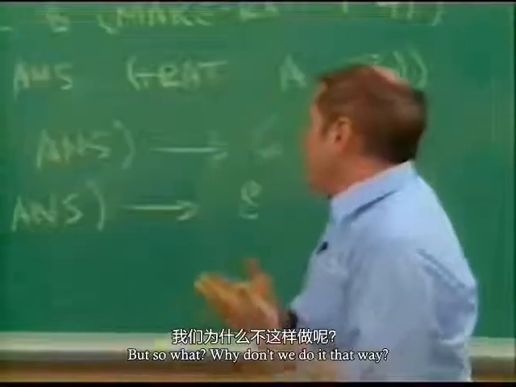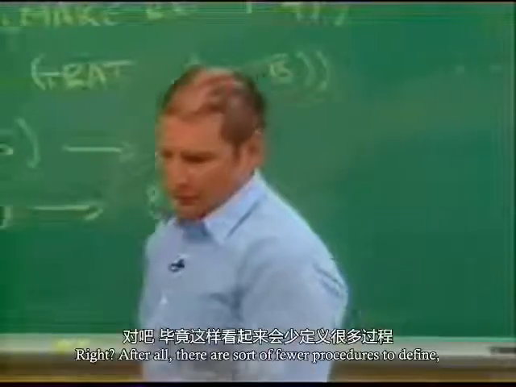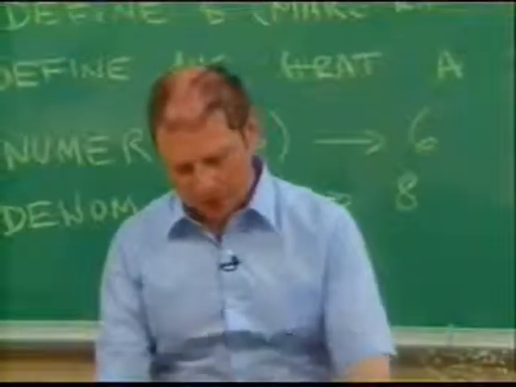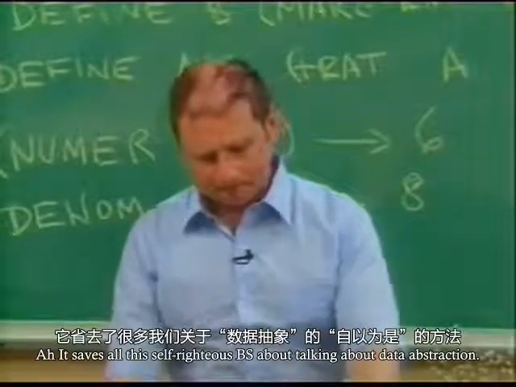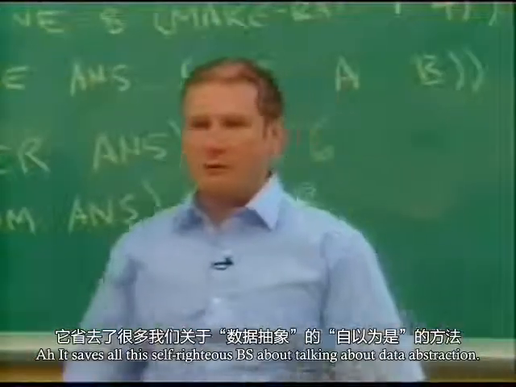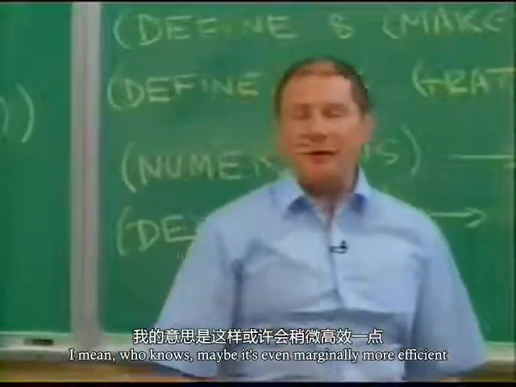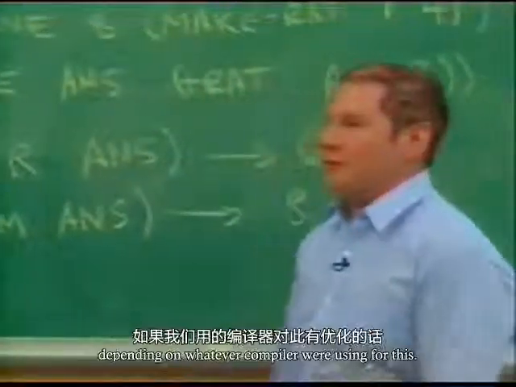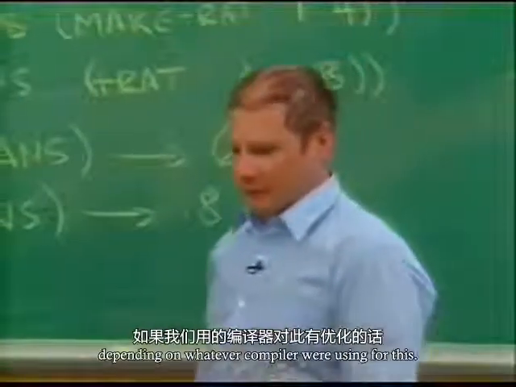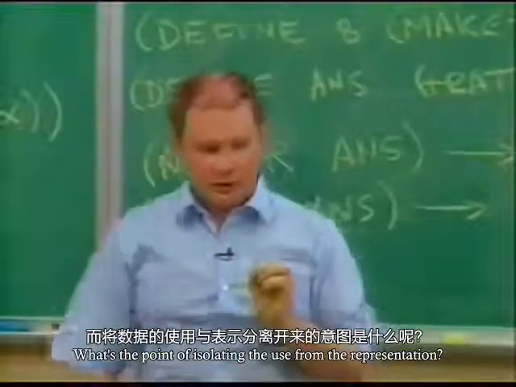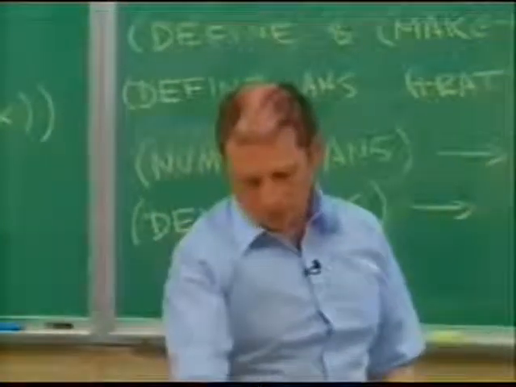Well, so what? Why don't we do it that way? After all, there are fewer procedures to define, and it's a lot more straightforward. It saves all this self-righteous talk about data abstraction. We just do it. I mean, who knows? Maybe it's even marginally more efficient, depending on whatever compiler we're using for this. What's the point of isolating the use from the representation?